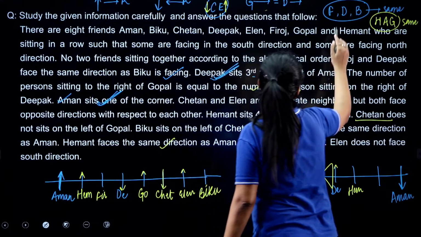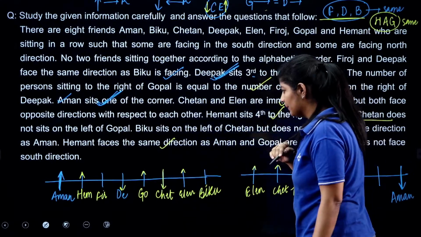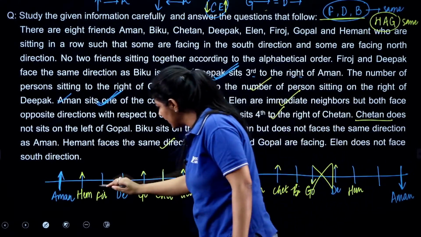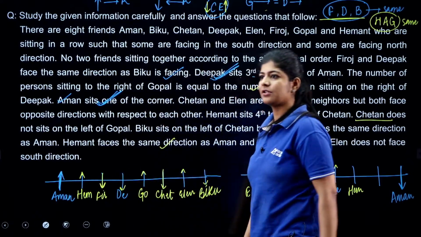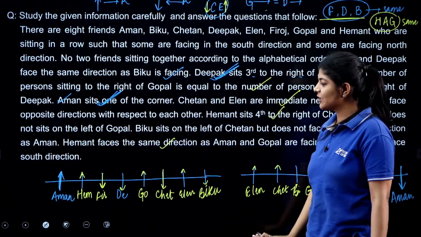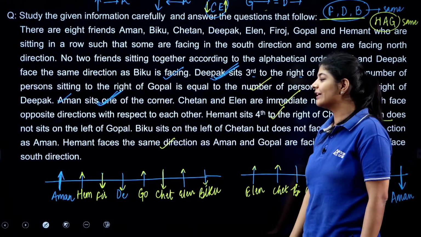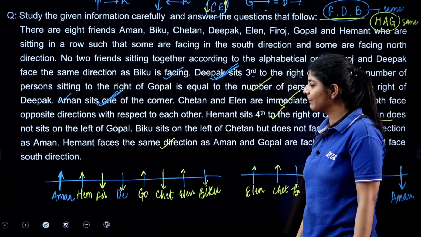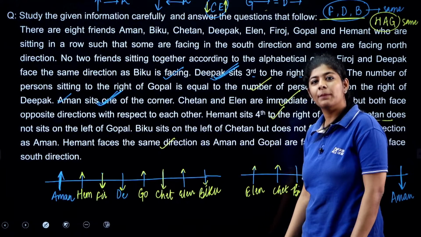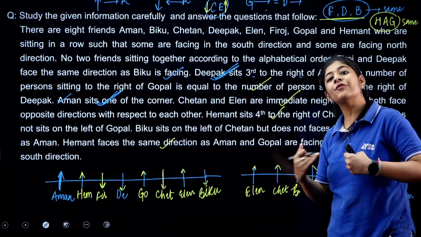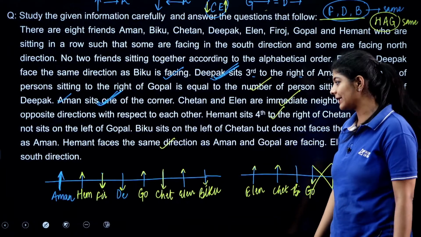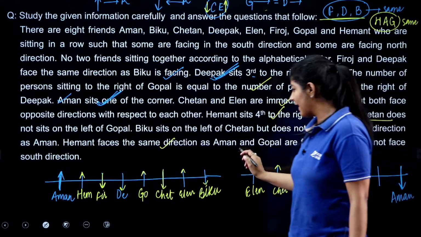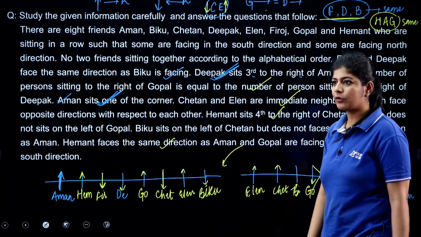And for Firoz, the question is saying that Deepak and Biku, these three persons are facing in the same direction. So this is the arrangement that we are having. This is not a little difficult one. Basically, this is a puzzle one. This is quite more puzzling, and what we have to do, we have to make different cases just to determine the correct answer. Right, so this is the final arrangement that we finally got over here.